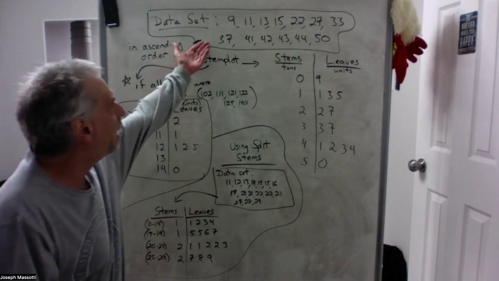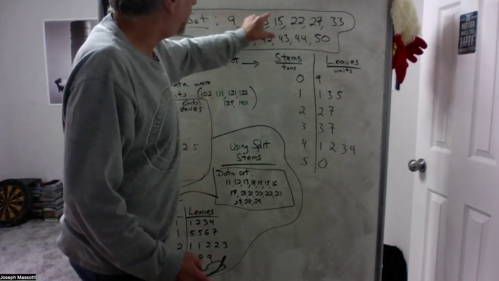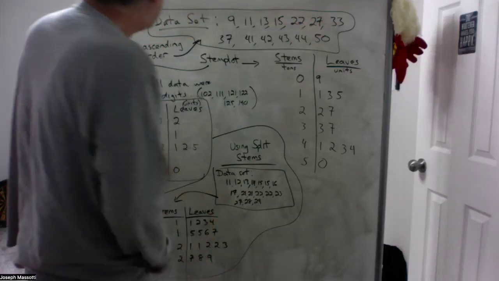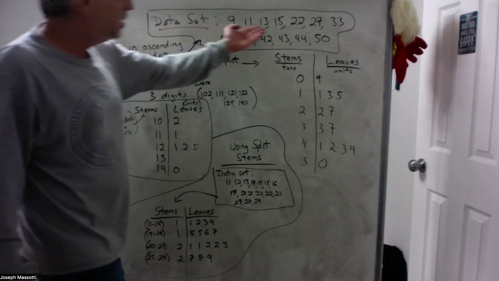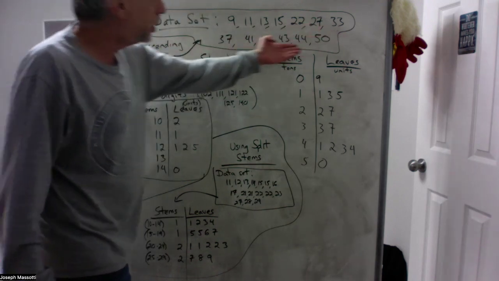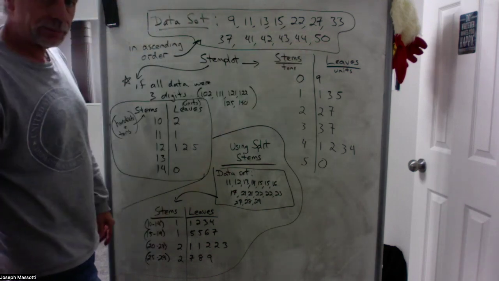So let's say we have this kind of small data set here, and it looks like 2, 4, 6, 8, 10, 12, 13 values in this data set. I have arranged these values in ascending order, so a low value of 9 and a high value of 50.